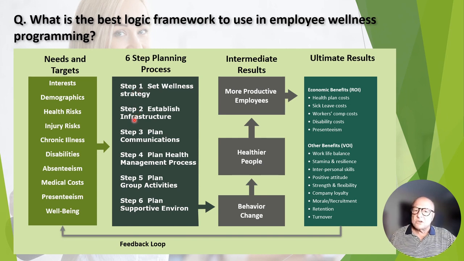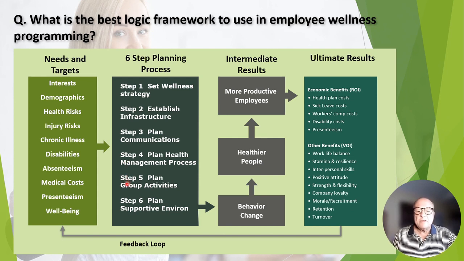It has to do also with establishing both an administrative infrastructure and a technology infrastructure to actually disseminate or distribute wellness support. Step 3 involves planning the marketing and communications for the program. Step 4, planning the health management process, which is primarily the testing and tracking functions and how we use those in helping people make long-term behavior change.